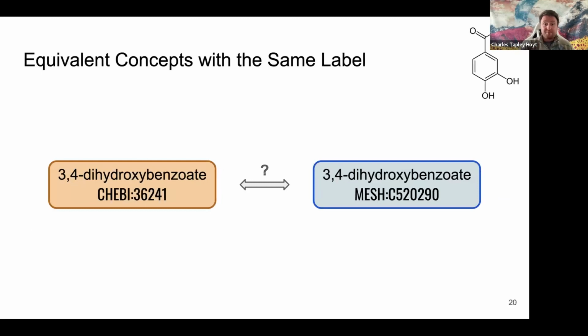So let's look at a couple examples just to illustrate. Here we've got a ChEBI term for 3,4-dihydroxybenzoate. Here's the molecule up on the top right. And it actually is the same in Mesh. It has exactly the same label. So that's a really easy one. You can easily curate that.